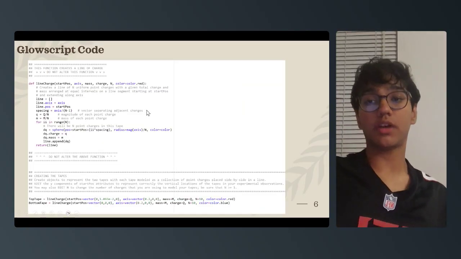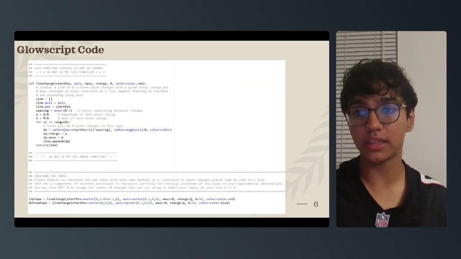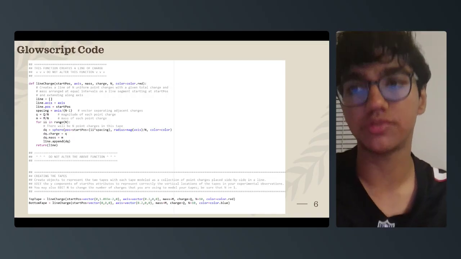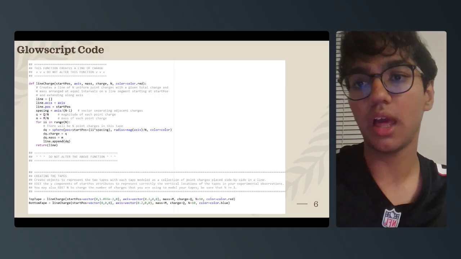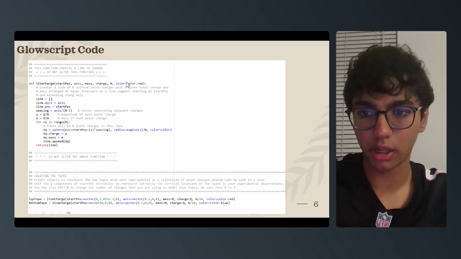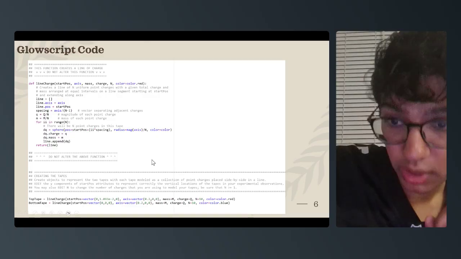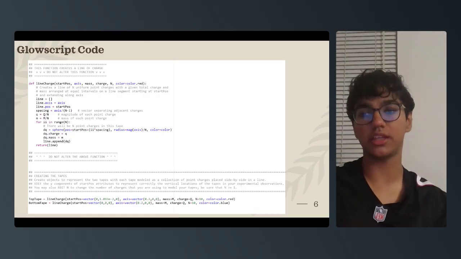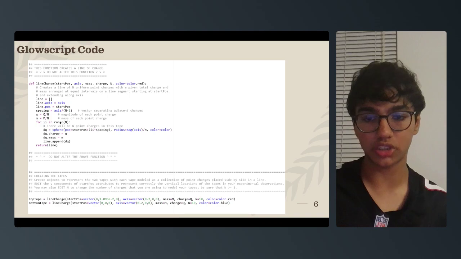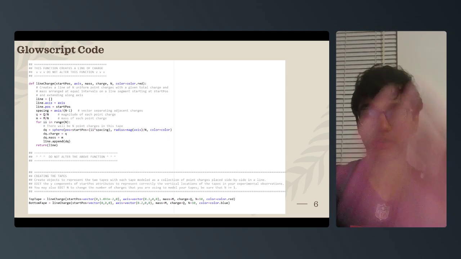And then we define a function line charge, which essentially creates a line of n uniform point charges with a given total charge, which is our estimated charge. And this starts with a start argument, which just passes an argument. And we then create the tape objects, top tape and bottom tape, which exist as line charges, and we pass as arguments the required parameters.